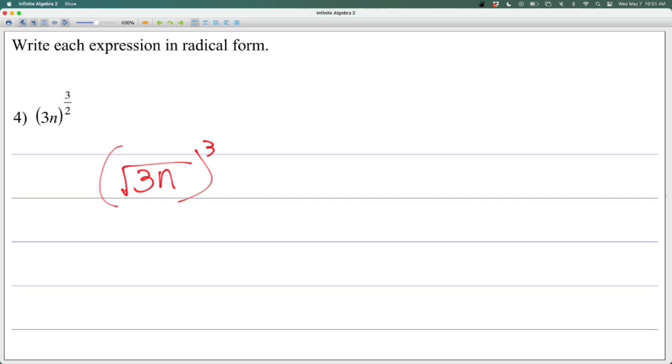Where's the 2 go? You don't have to write it because it's invisible. Okay, there we go. Positive. All right, we're done, because the one on the bottom is the radical and the one on the top is the exponent. Let's do another one.